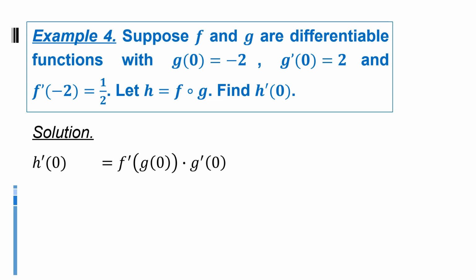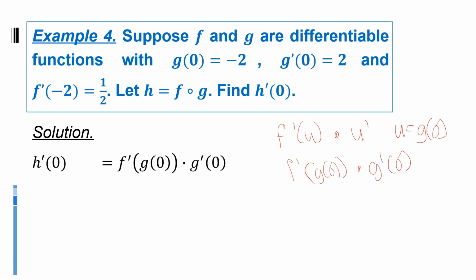So for our solution, alam natin na h prime of 0 is equal to f prime of g of 0 times g prime of 0. Di ba? Parang ganito lang yan. F prime of u times u prime. Pero yung u natin is equal to g of 0. Right? Kaya maging f prime of g of 0 times g prime of 0 na siya.